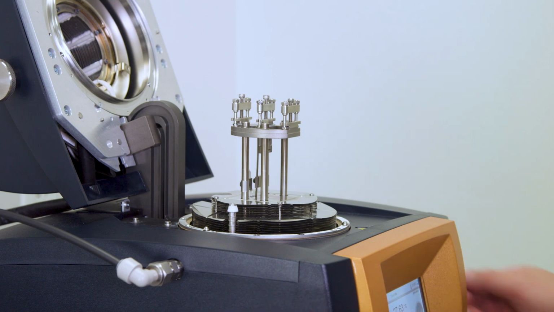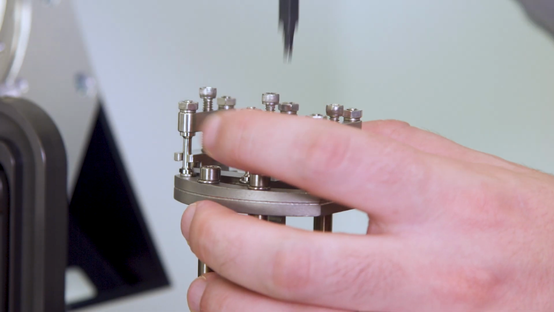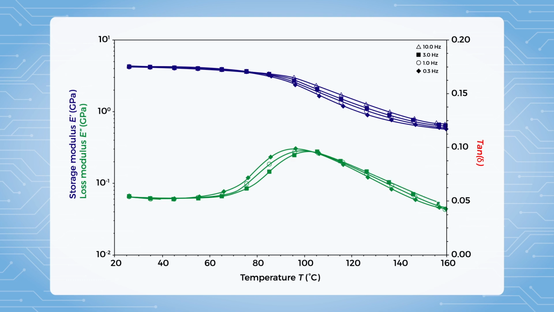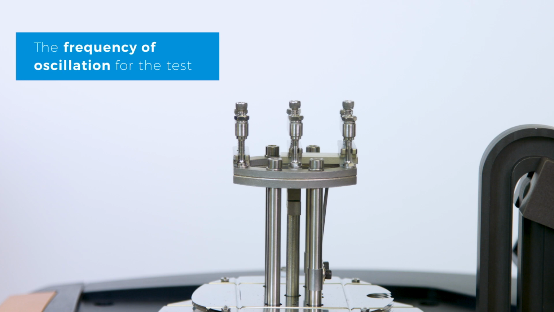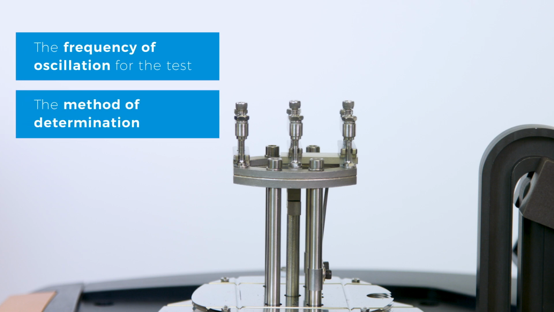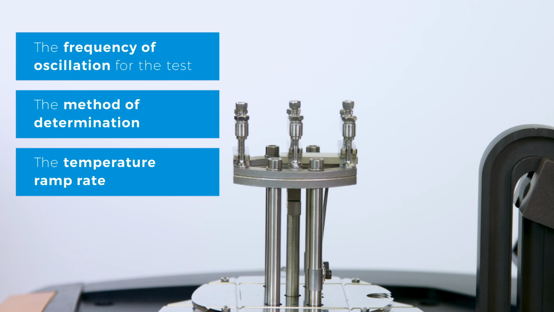The glass transition is a region characterized by multiple temperature points in the DMA analysis. These temperatures are influenced by the oscillation frequency, as shown in these temperature ramps for a PET sample done at different frequencies. A valid characterization of one of the glass transition temperatures should include the frequency of oscillation for the test, as well as the method of determination, which will be discussed.